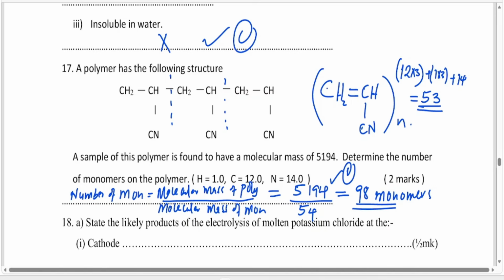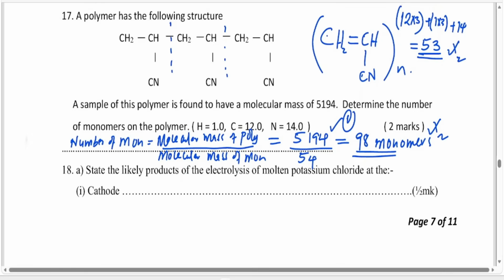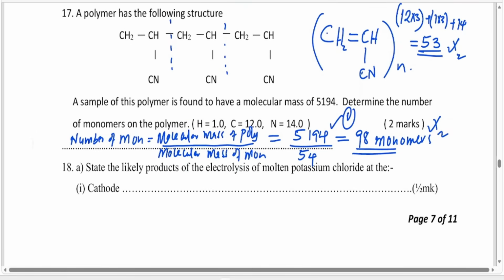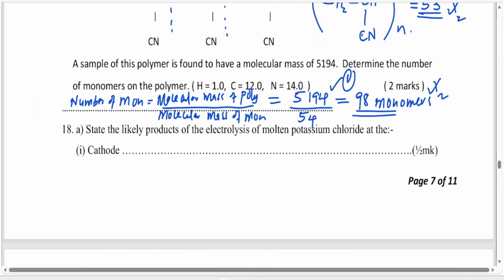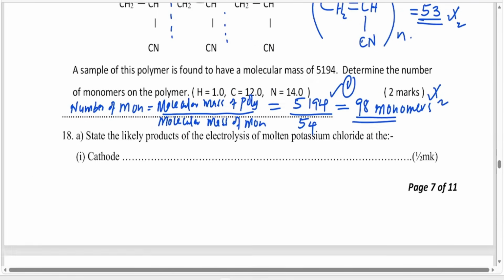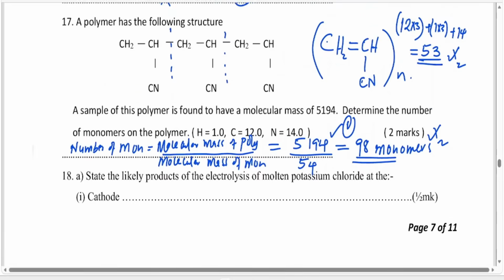So 1 mark for determining this, I have a mark. And for the answer, I have a mark. Learners, formulas have no marks. Please take note of that. A formula will add you marks when you write it correctly, substitute it, and you get a correct answer.